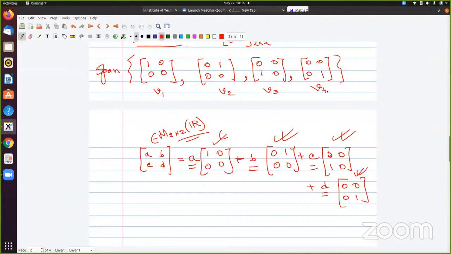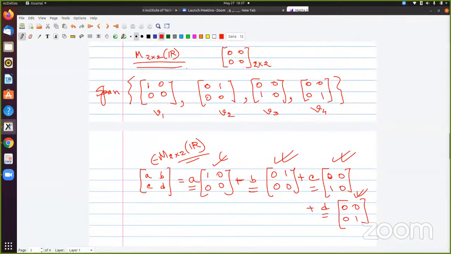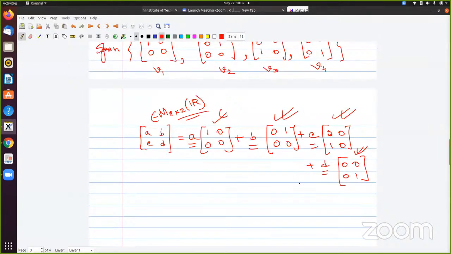Sir, can you explain the span of a vector with an example other than matrices? Only the normal values. Yesterday I explained, no? Actually, I missed that part. Okay. The span of some vectors is basically the set of all linear combinations. Yes, I will give you an example of that also. First, let me finish this, otherwise I have to come back here again.